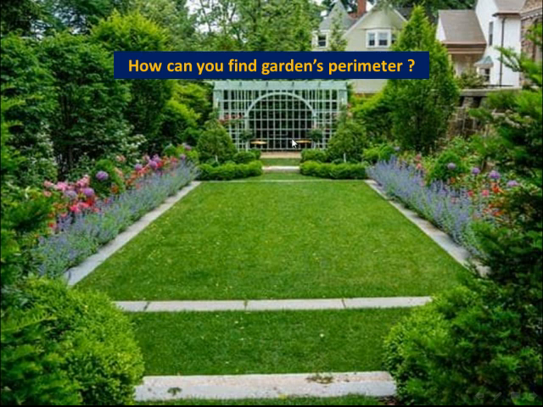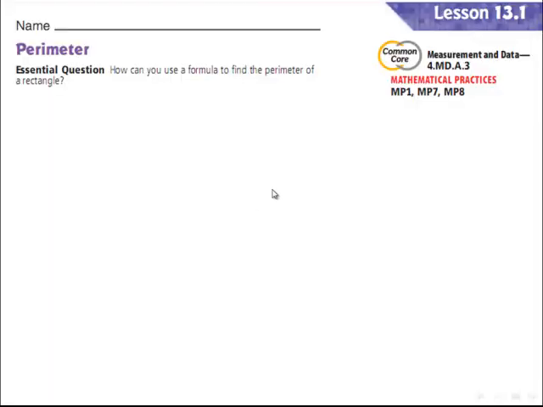Welcome to another lesson. What can you see in the picture? Of course, one of you is going to tell me it's a house garden. You are right. And I want to ask you, how can you find the garden's perimeter if its length is 8 meters and its width is 4 meters? If you don't know, by the end of the lesson, you are going to know.